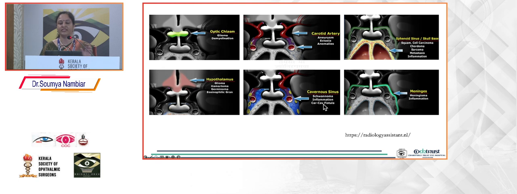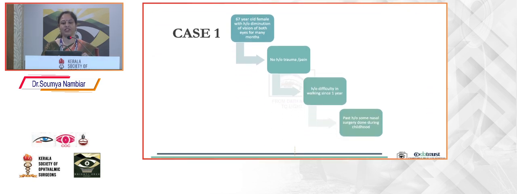The cavernous sinus lesions, schwannoma, or a carotid-cavernous fistula can cause damage, or any problem with the meninges, that is meningioma, and inflammation can cause it. So let's see each one case by case.